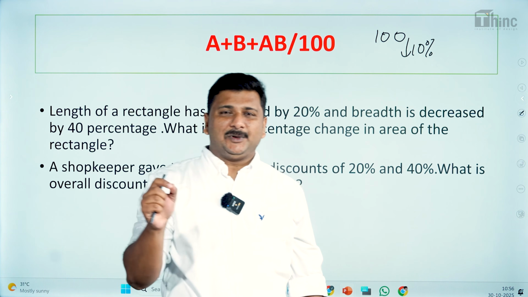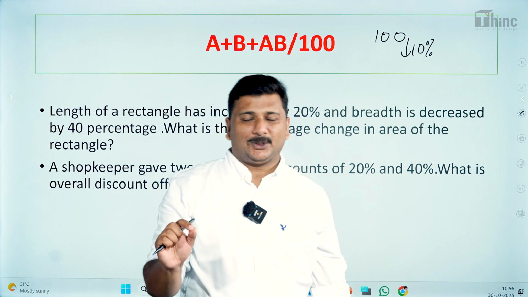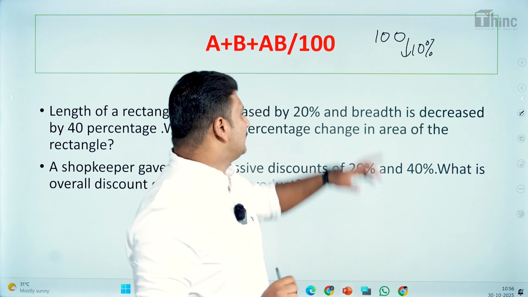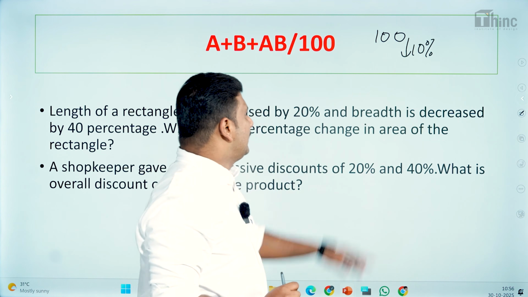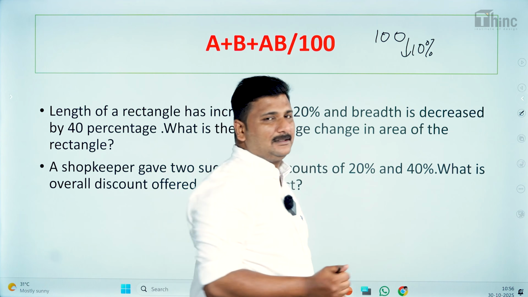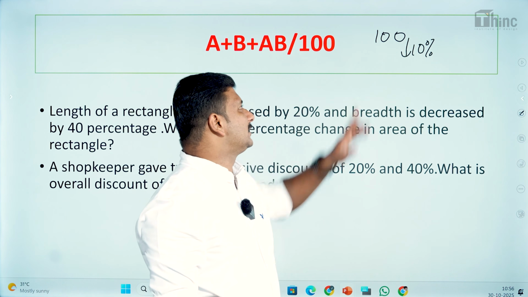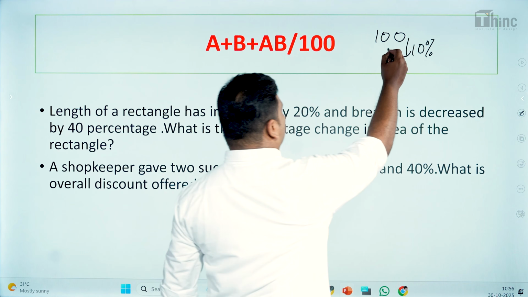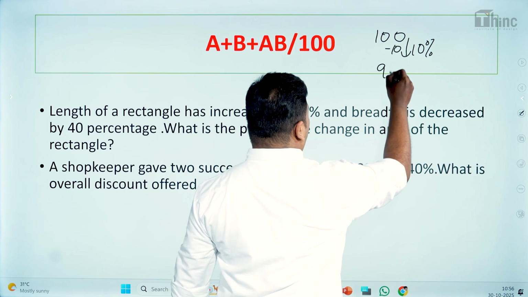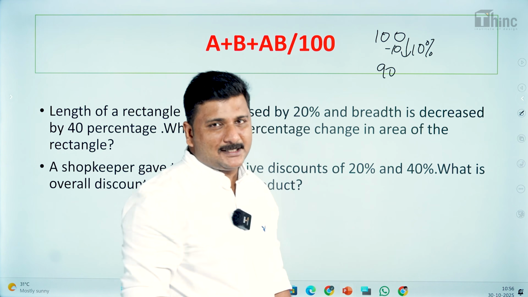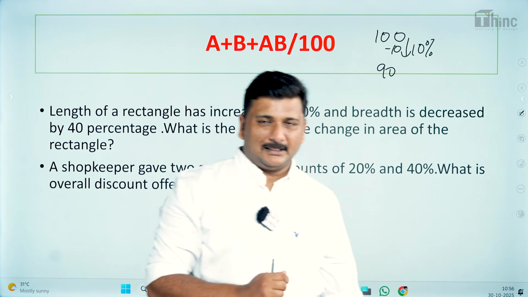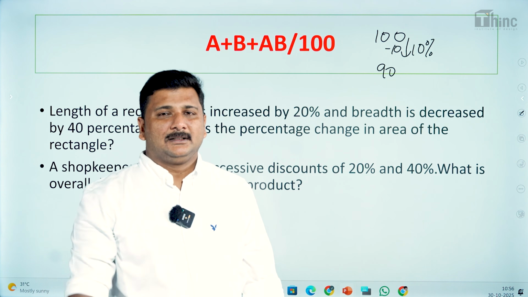100 is reduced by 10%. Now to find 10% of any number, there is a shortcut. Just put a point to the left. So what is 10% of 100? It's 10. So 100 is reduced by 10% means 100 is reduced by 10% of 100, which is 10. So it is 100 reduced by 10, so it becomes 90.